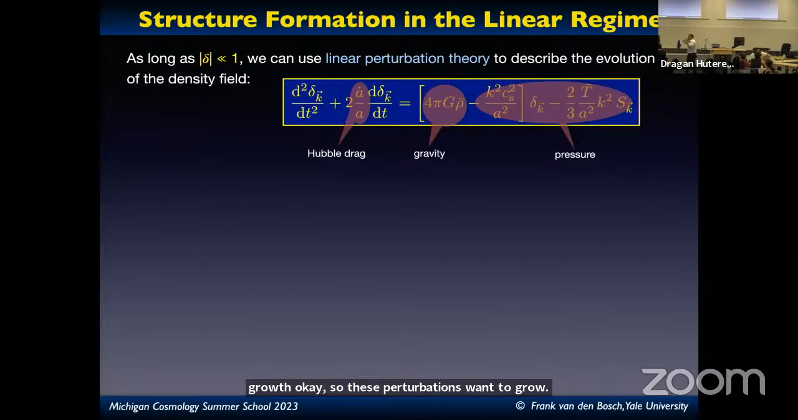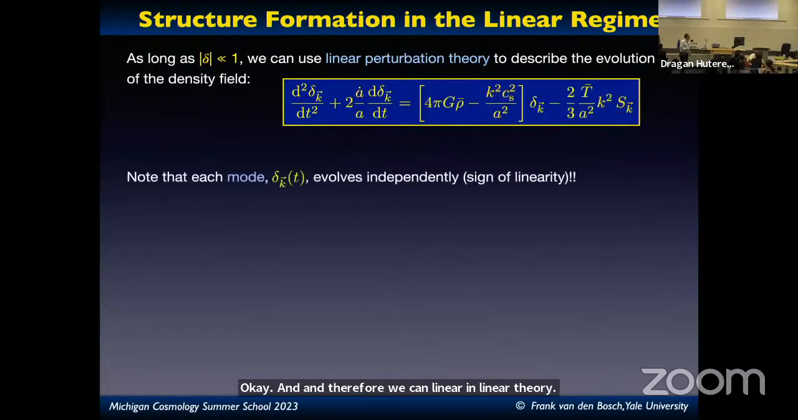So gravity likes the perturbations to grow. There are two things opposing growth: pressure and Hubble drag. That's basically what this equation expresses. The cool thing is, it's quite straightforward to solve this equation. Therefore, in linear theory, we can describe how these perturbations evolve as a function of time.